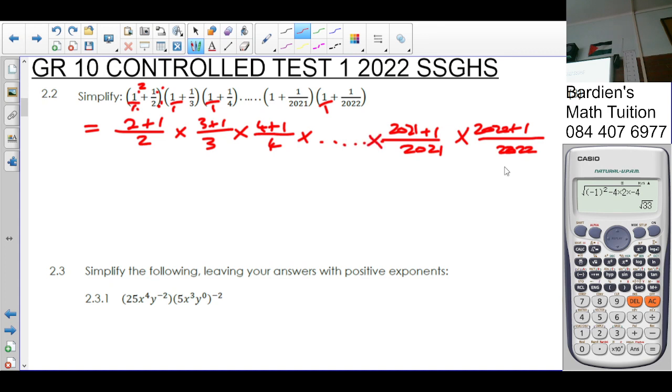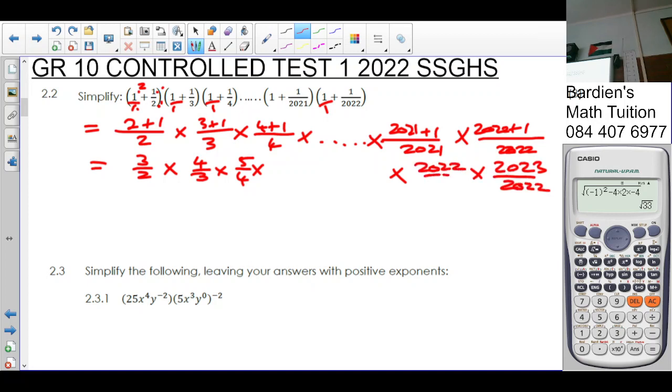So what's 1 plus 2? 3. Well done. 3 plus 1? 4. Yes. 5. The last one will be 2023, 2022. 2022, 2021. And so on.